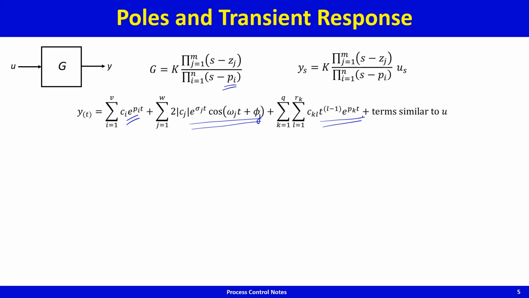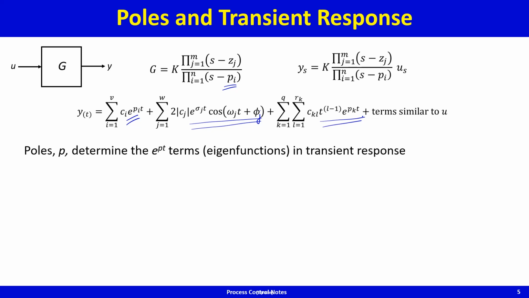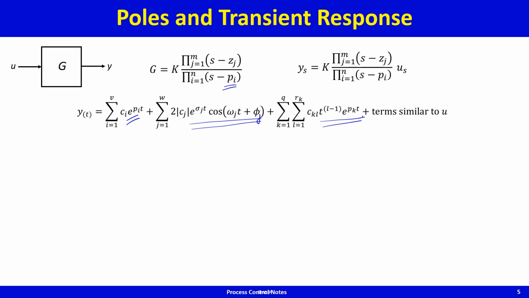And you can see that if pi is greater than 0 for a, then the transient term is going to blow up in time. On the other hand, if pi is less than 0, then the transient term will decay to 0. Okay. Same thing applies to the sigma here. Sigma comes from the real part of the complex root.